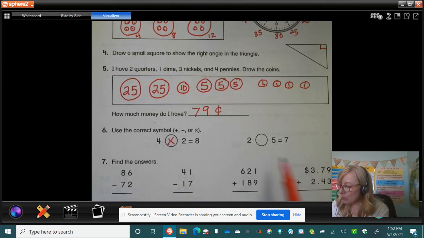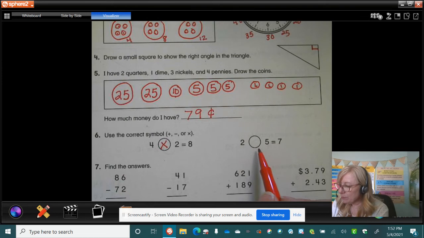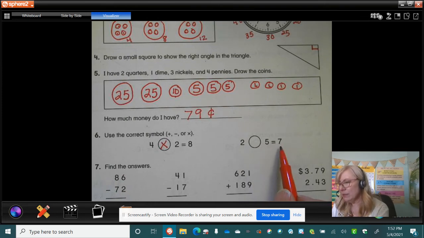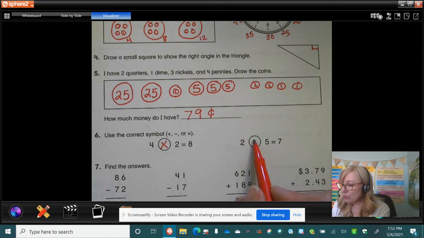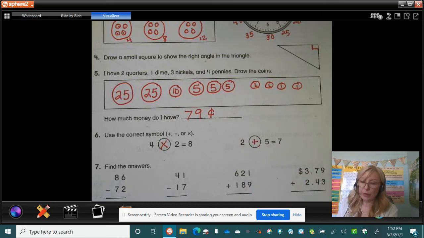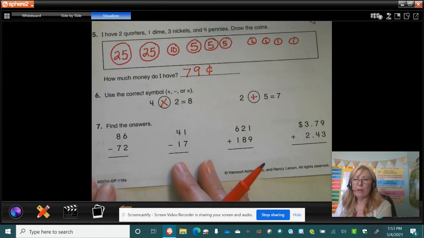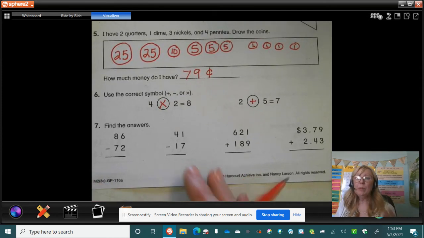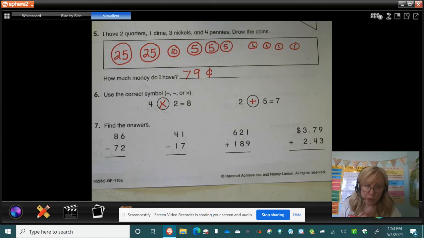The next one is 2 plus 5 equals 7. Yep, that's right. 2 plus 5 does equal 7. All right, we're going to go to the bottom now and find our answers. Hit pause. I want you to try these on your own and then come back to me and check your work. See you in a minute.